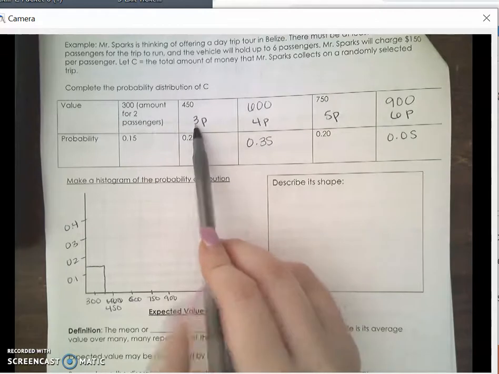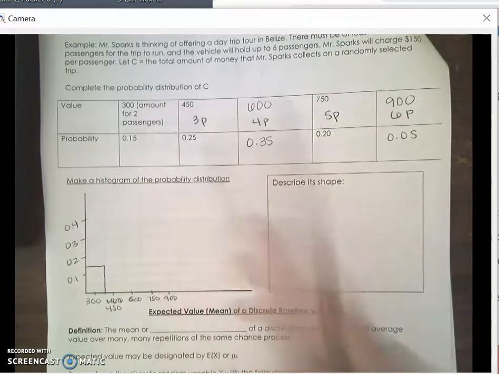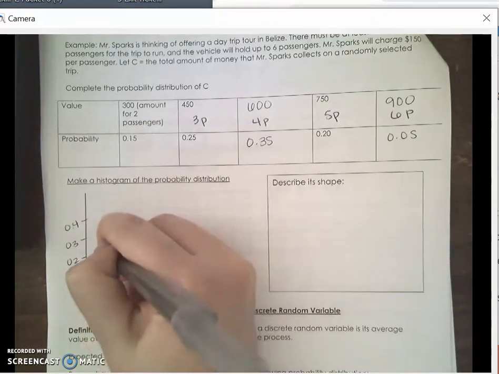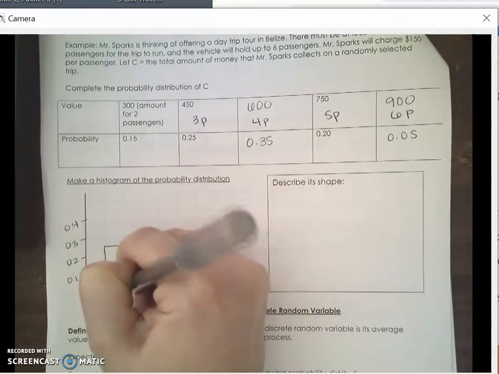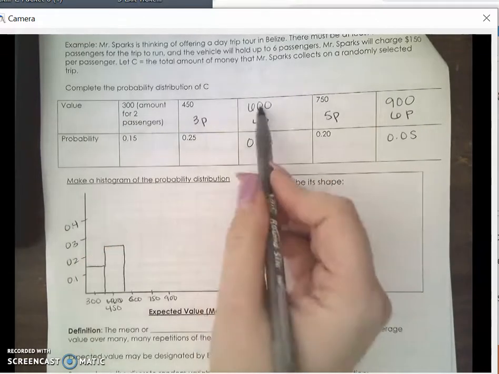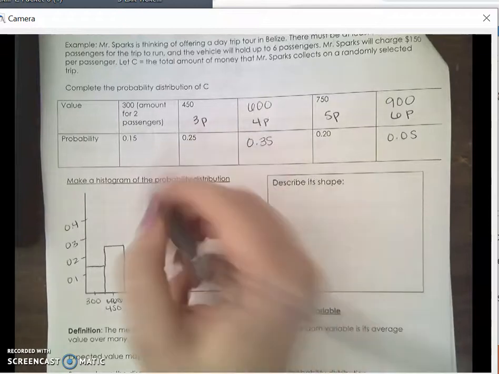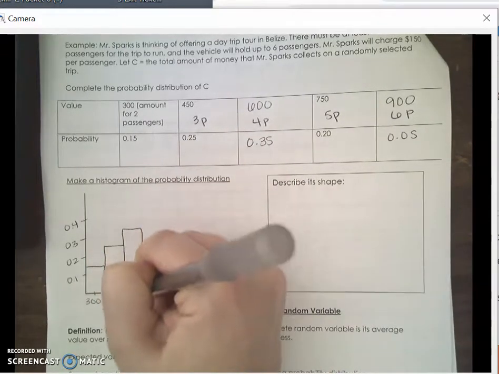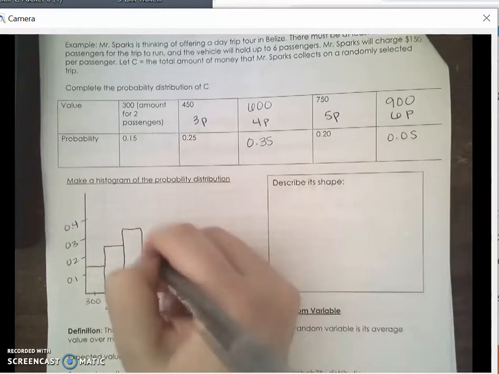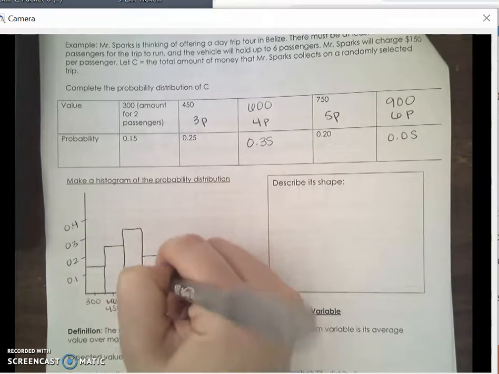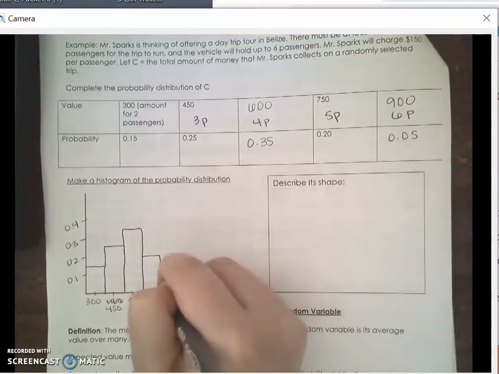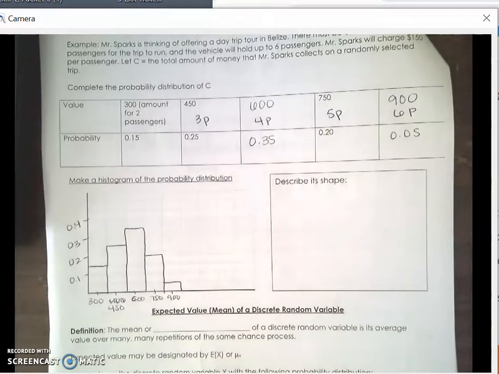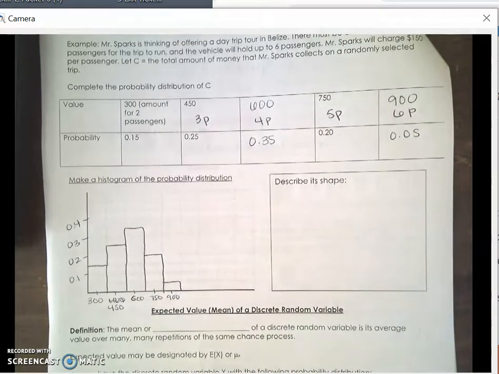Okay, so for 3 passengers, it'd be $450, and the probability of that is 0.25. For 4 passengers, Mr. Sparks would make $600. That's 0.35. 5 passengers, 0.2. And 6 passengers rarely happens. That's just 0.05. So this histogram is a lot better than the one I did in the last video.